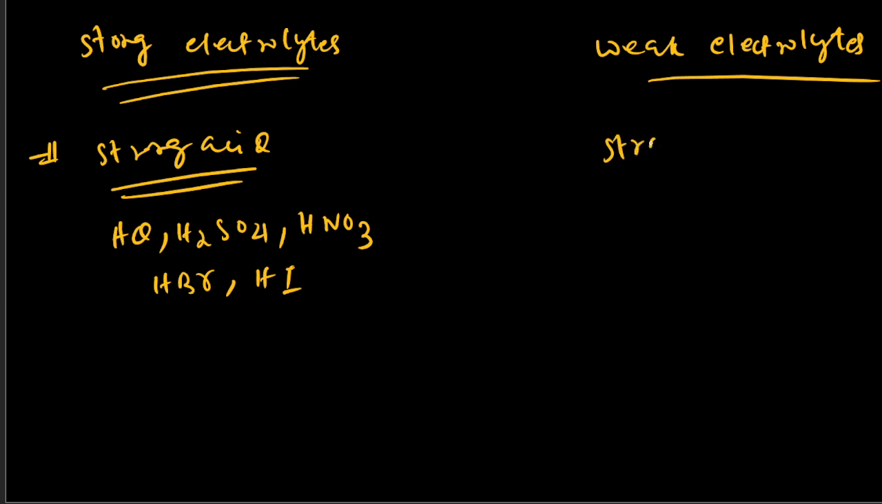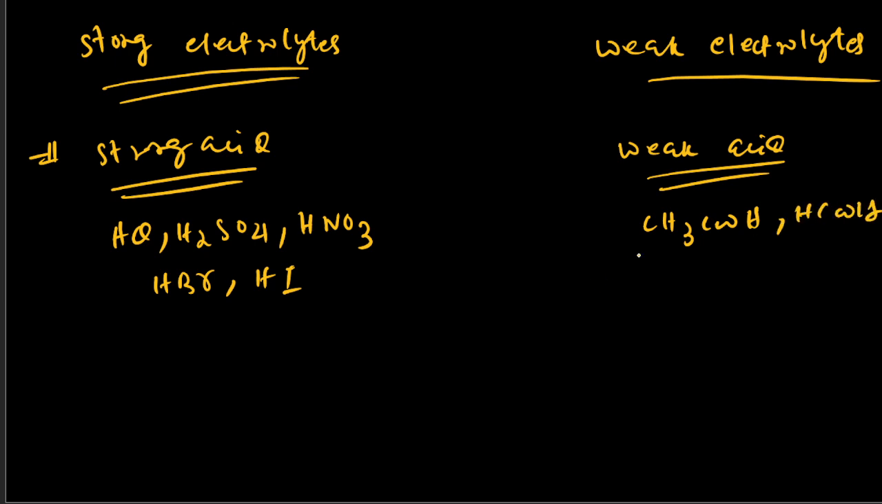Now for weak acids, we can say these are weak electrolytes. Suppose weak acids, then organic acids like CH3COOH, HCOOH, and if I say H3PO3, H3PO2, boric acid, that is H3BO3, all these are weak acids.